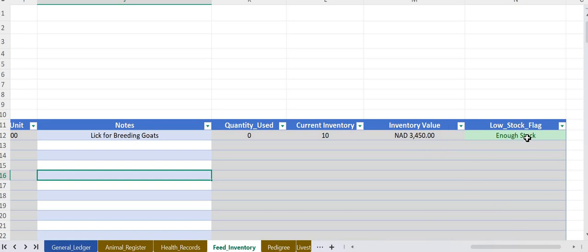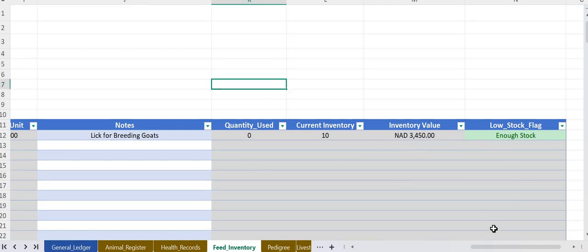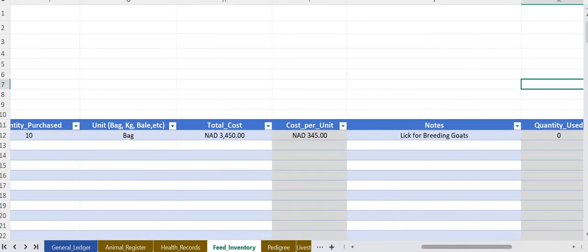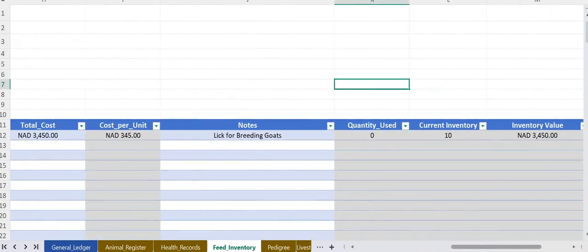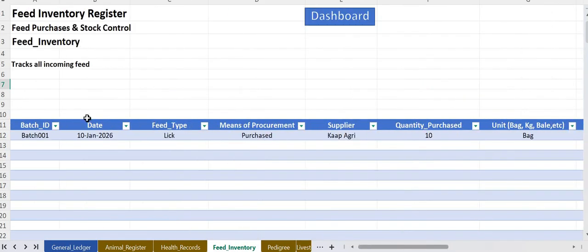And then it tells you that you have enough stock. Usually this flag comes on when your stock level goes below 5. So below 5, then it will tell you that you are low on stock. And we'll see that in a moment. So this is how you put together the registration of the feed that you buy, and you are done. So now the system knows that you've got this feed as part of your inventory.